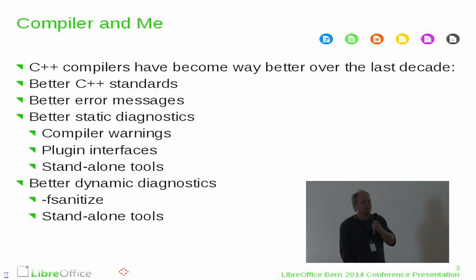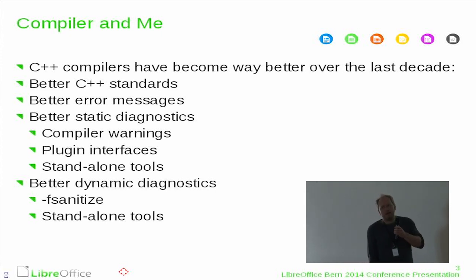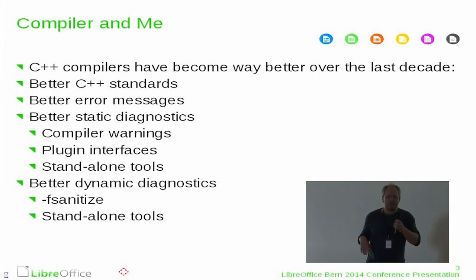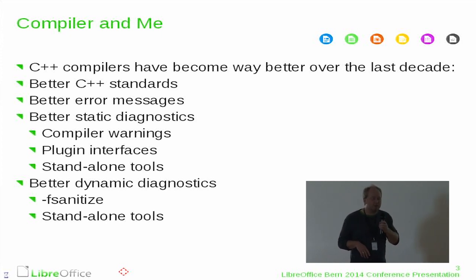So, compilers, C++ compilers in the case of the LibreOffice code base mainly, have changed quite a bit over the last years for various reasons. The C++ standard itself is evolving, is getting better. Then there's some healthy competition between different compilers that try to each be the best one in the field, between GCC and Clang, for example, when Clang started to appear on the scene.